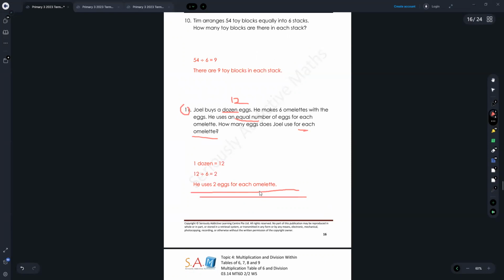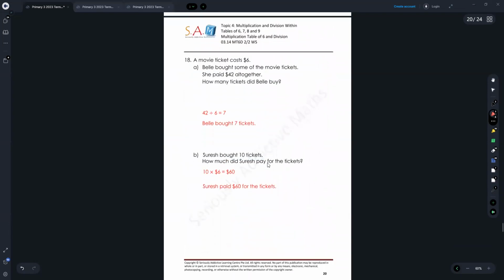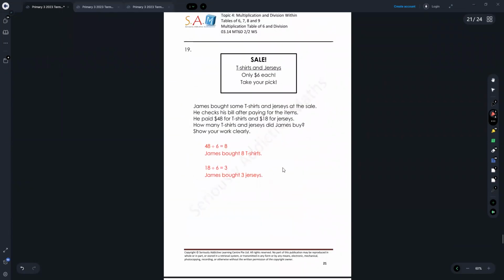The answer is it 2 omelette or is it 2 eggs? Right? So they need to know. They need to answer this carefully. Okay. And then after that, I would skip a few questions.